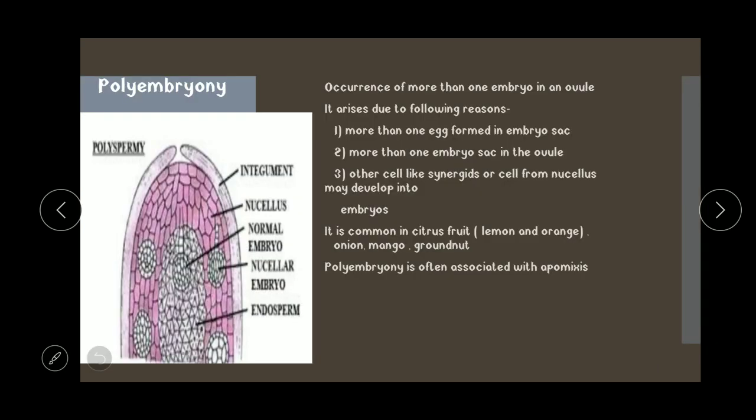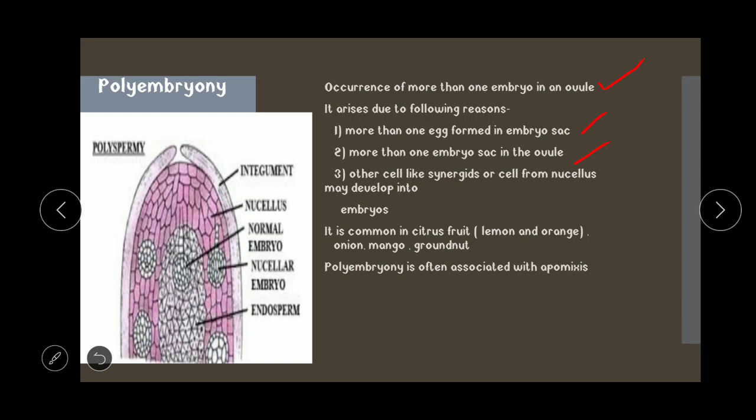Now come to polyembryony. As the name suggests, occurrence of more than one embryo in the seed of an ovule is called polyembryony. And what are the reasons for which it is occurring? That is from more than one egg in the embryo sac, or more than one embryo sac in the ovule. As you know, in the ovule there is usually one embryo sac, that is the female gametophyte. But if there is more than one embryo sac, then there will be more than one embryo, and polyembryony will take place. This is also called polyspermy, because the embryo will lead to formation of seed also.